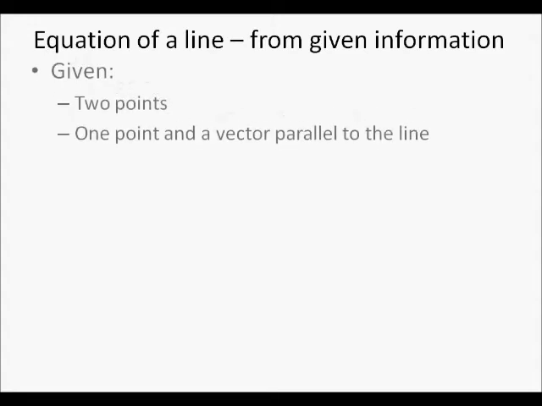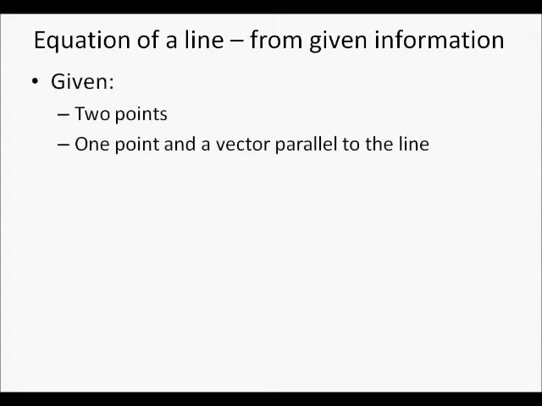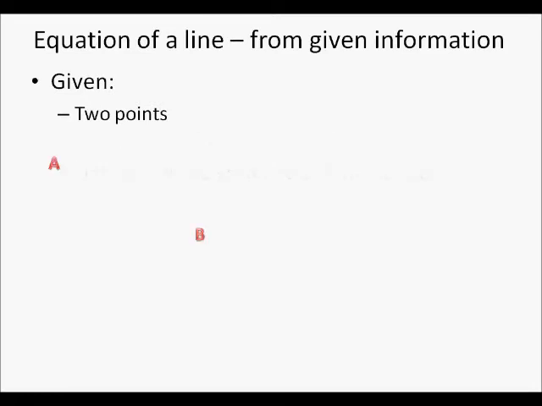Now, equation of the line from given information. There are two ways of information being given for finding the equation of a line. You might be given 2 points, or you might be given 1 point and a vector parallel to the line, as we just did. What do we do when we are given 2 points a, b?